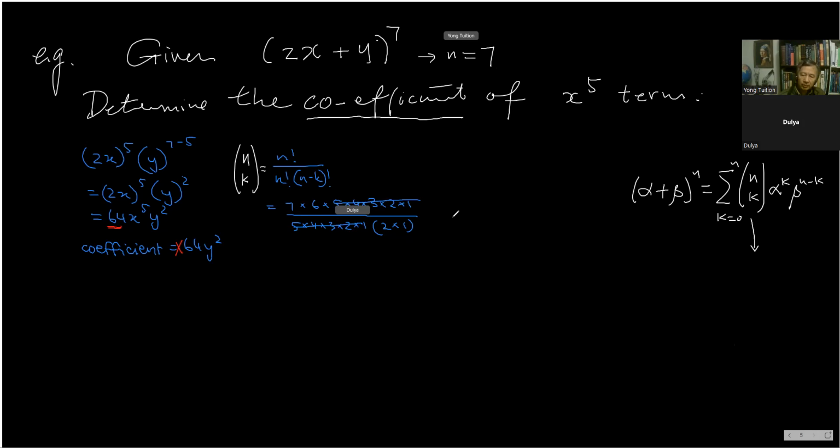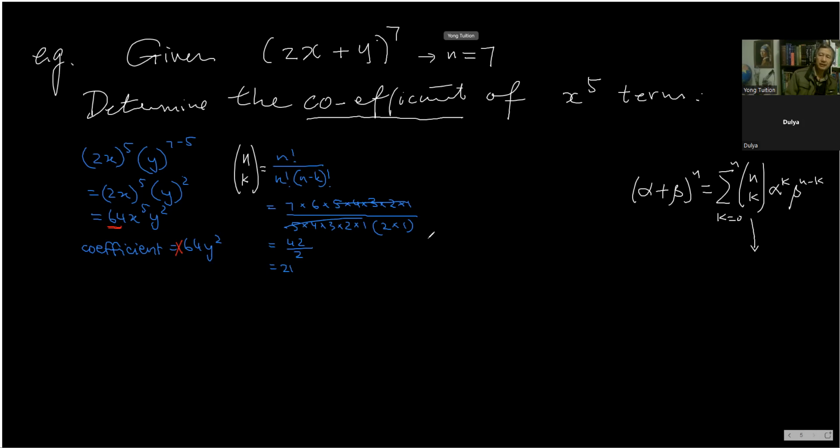Do you mean the 2? What is this term, 2 minus 1 or 2? Because 7 minus 2, oh, 7 minus 2 is 5. Okay, that's right. That's factorial 2. Oh yes, you're right. Yes, that's right. 21. Yes, that is the original coefficient.